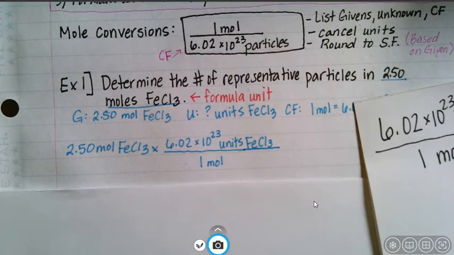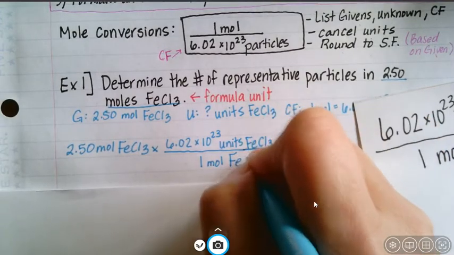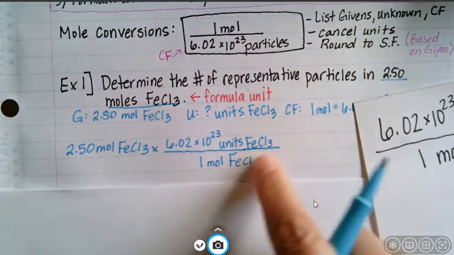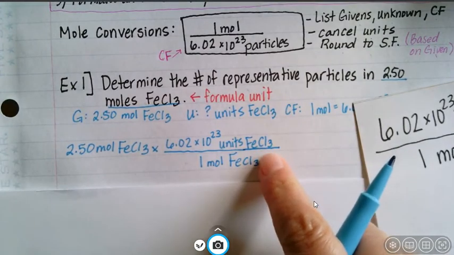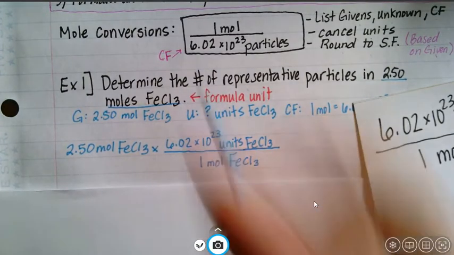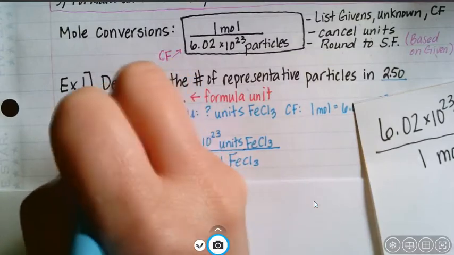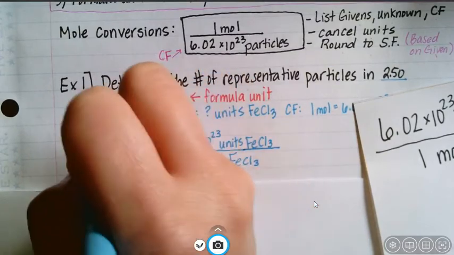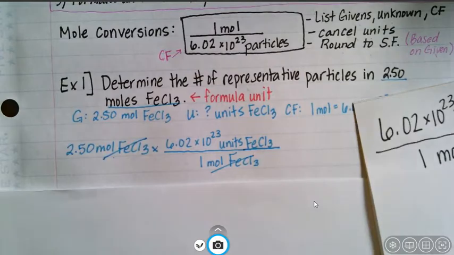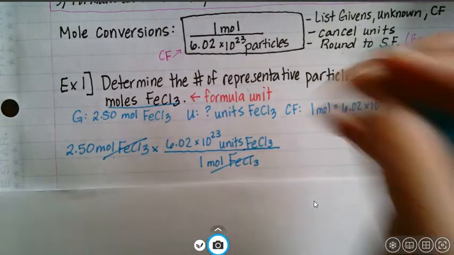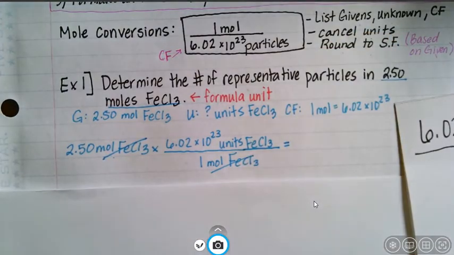And the of what? The substance, FeCl3. This should be the same. The substances here should be the same. Okay, this cancels, both the mole and the FeCl3 cancel. Here and here, they're across from each other. They're the same, they cancel. Then we just need to solve this.